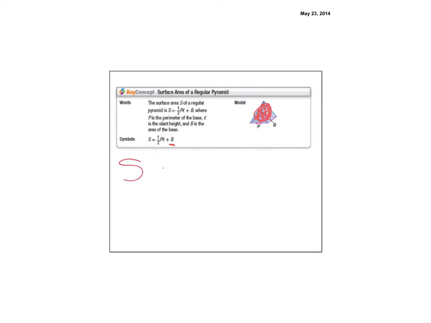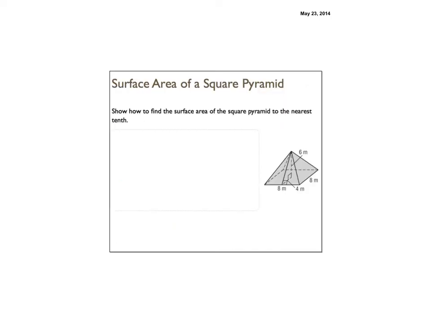So our surface area formula is the perimeter times the slant height divided by 2 plus the area of the base. And again, where this part right here is our lateral area. All right, so this problem here has a few different things going on. So remember, for our surface area here, we need our perimeter, our slant height divided by 2 plus the area of the base. So we need a perimeter, a slant height, and the area of the base.